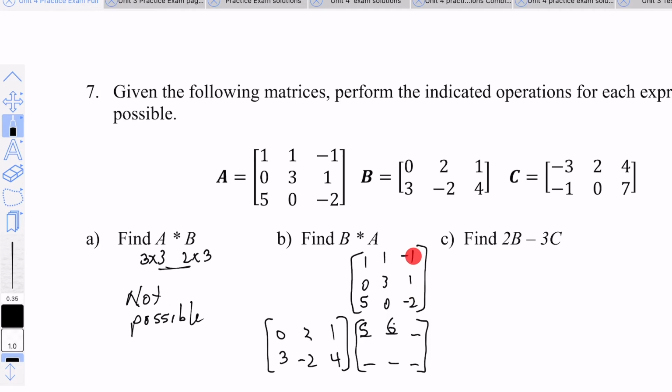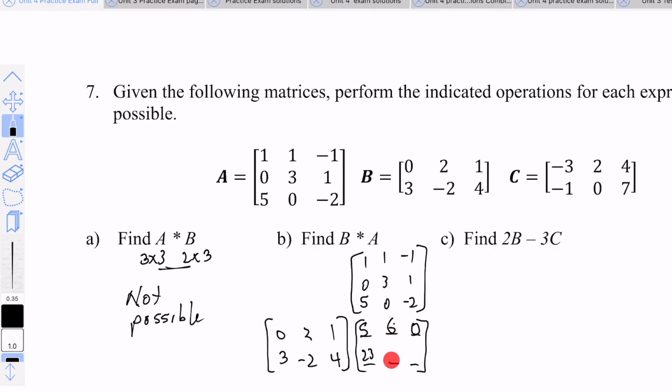This entry comes from this column, this row. 0 times -1 is 0. 2 times 1 is 2. 1 times -2 is -2. So we have 0 plus 2 plus -2, which is 0. This entry comes from that column and this row, so we have 3 times 1, which is 3, 2 times 0, which is 0, 4 times 5, which is 20, so we have 3 plus 0 plus 20, or 23.